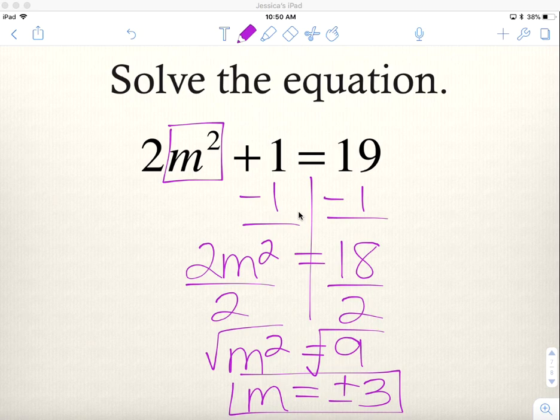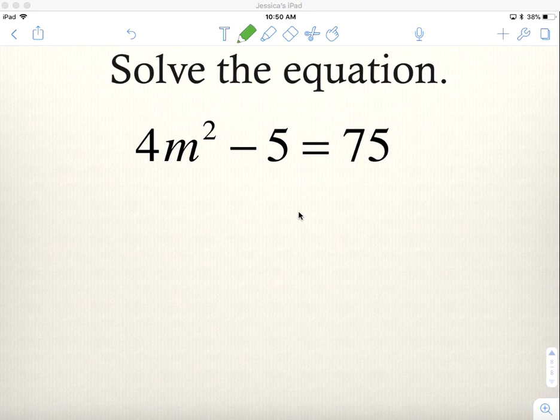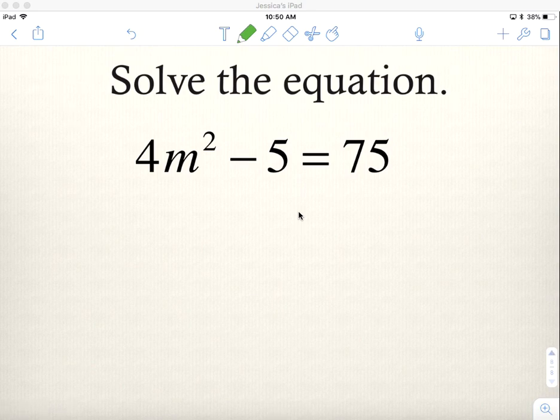If you want to check this in the calculator, you have to check it with both answers. First, you would plug in positive 3, and the calculator will tell you if it's true or false. Then you would have to plug in negative 3. Don't forget the parentheses when you type that in. Go ahead and pause the video and try this problem on your own, and then we'll check it together.